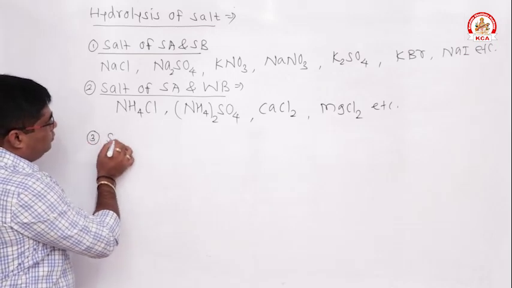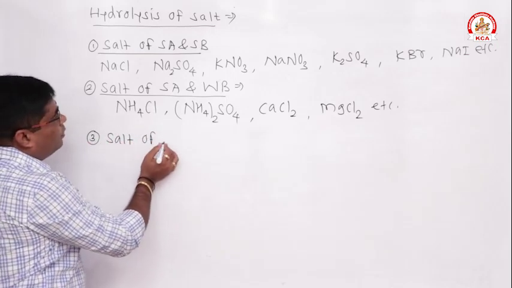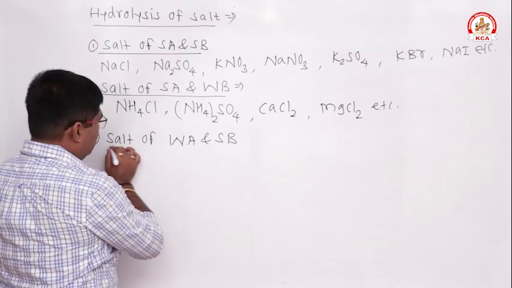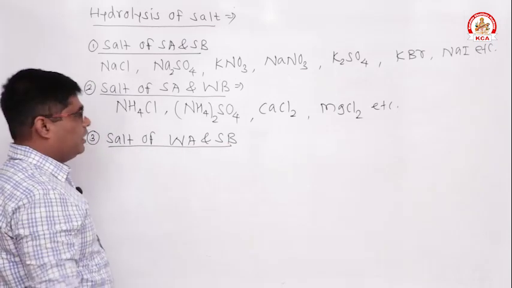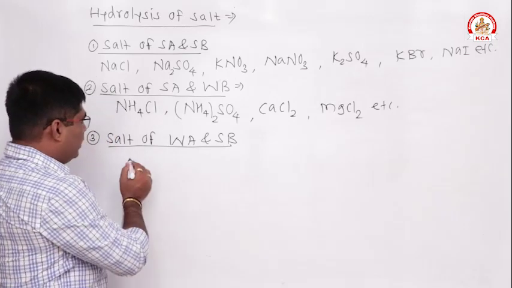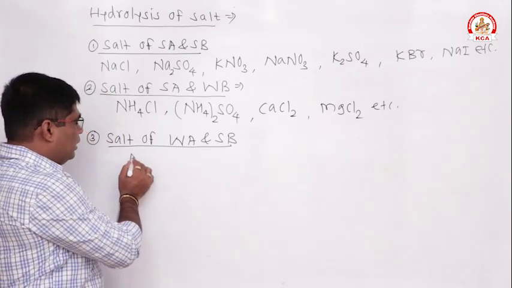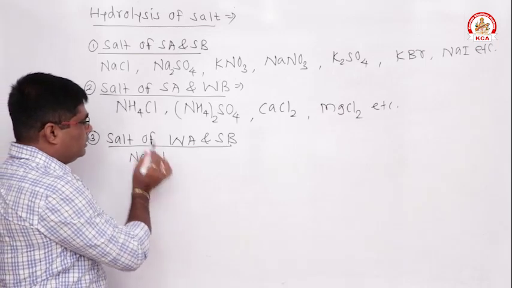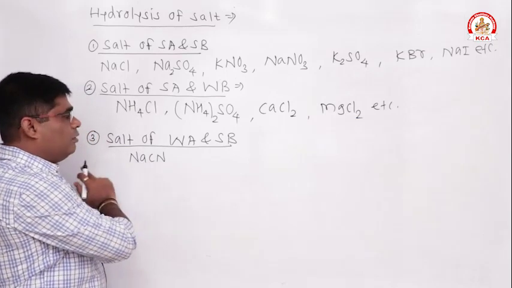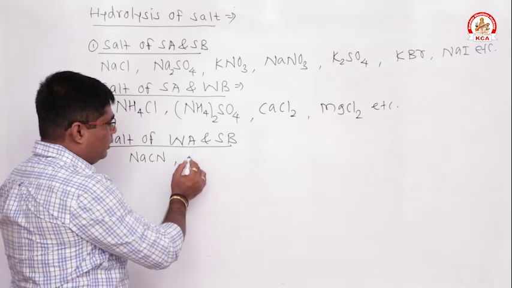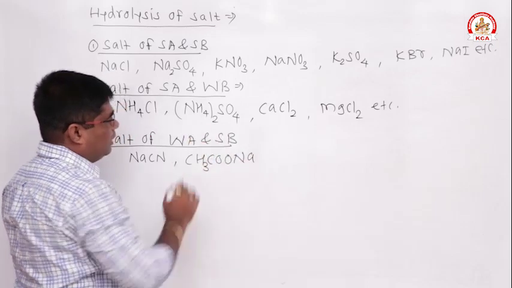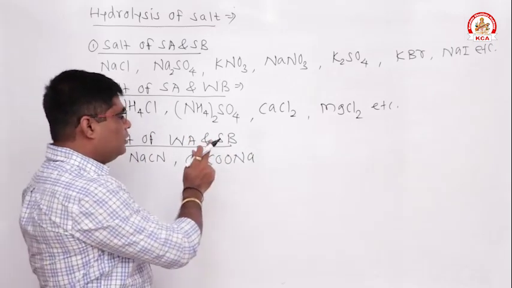Then third, salt of weak acid and strong base. तुम्ही असं म्हटलं तरी अडचण नाही, salt of strong base weak acid. Salt of weak acid and strong base, for example, sodium cyanide, NaCN. Weak acid कुठला? HCN. Strong base कुठला? NaOH. Then CH3COONa, sodium acetate. Strong base कुठला? NaOH.